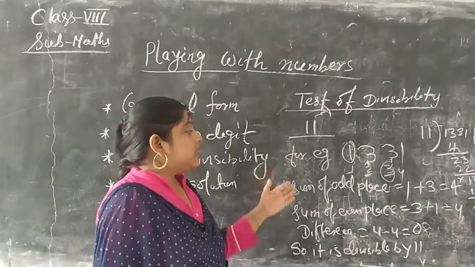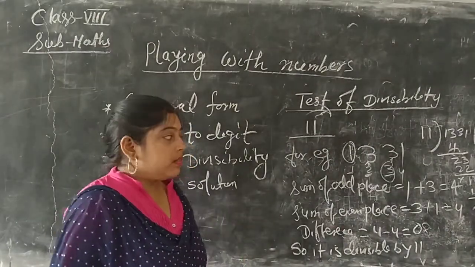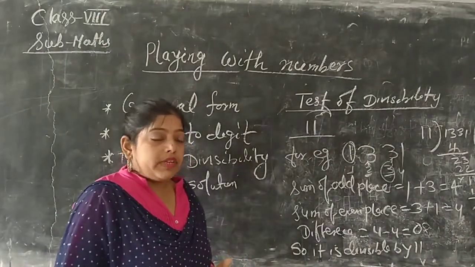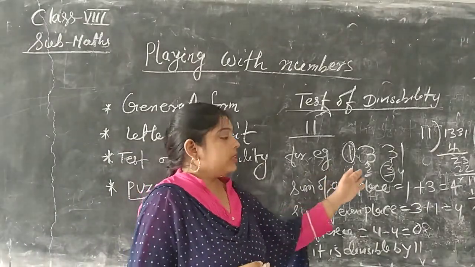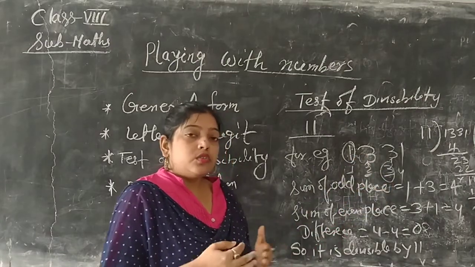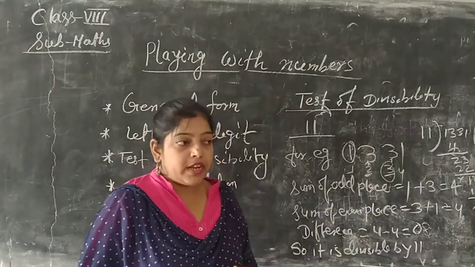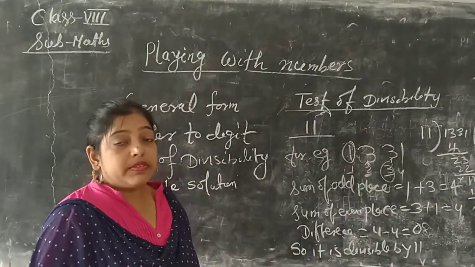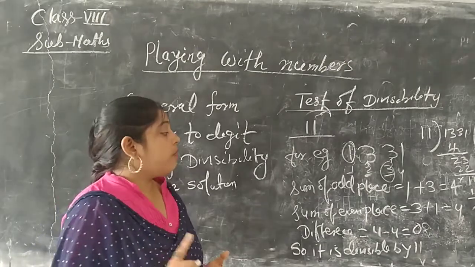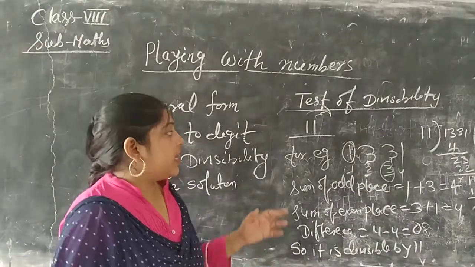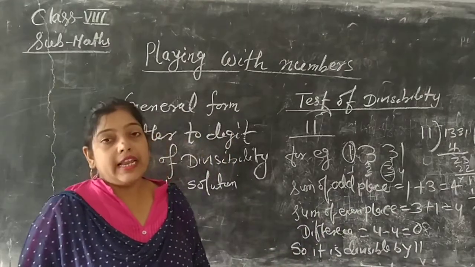So what is the rule of 11? We explain it. For any number, first of all we calculate how many digits are there in the number. We count them: there are 4 digits or 5 digits. So we add the sum of odd places, the sum of even places, and take their difference. If the difference is 0 or a multiple of 11, then that number is divisible by 11. So this is the rule of 11.